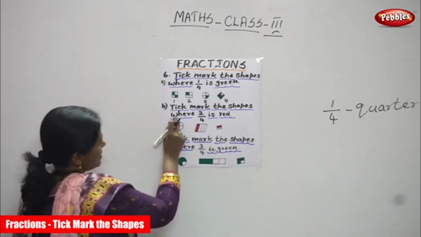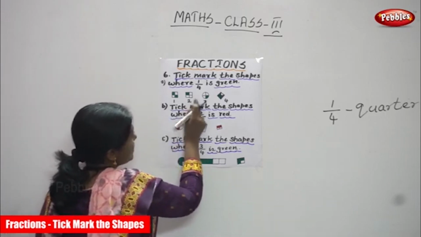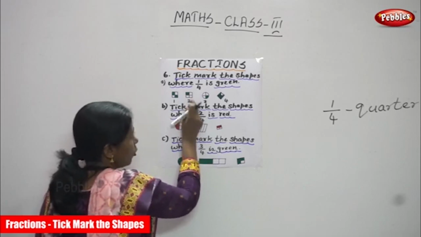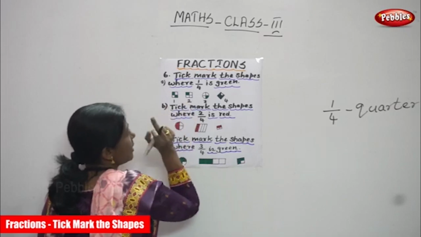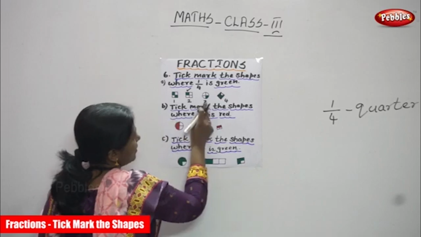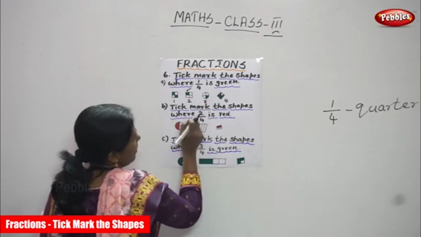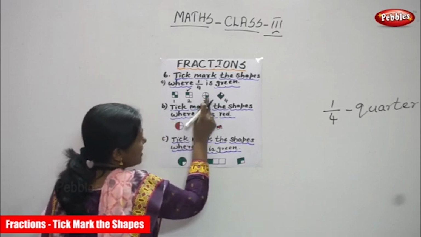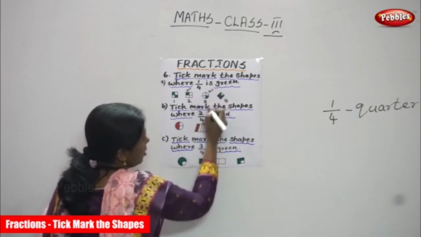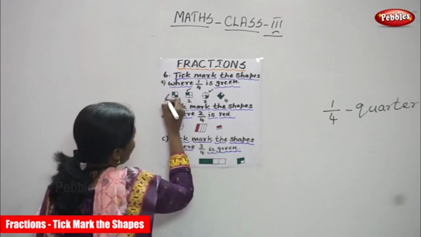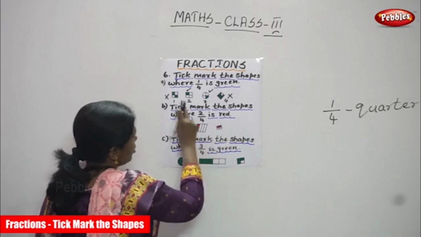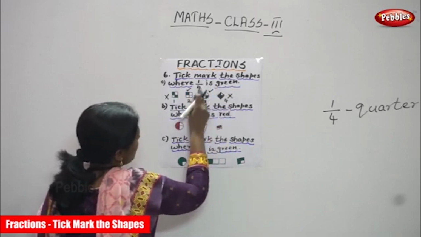Look at the second diagram. I cut it into 4 equal parts, but I shaded only 1 part. This is 1/4, so I put a tick mark. And the third diagram is also 1/4, because only 1 part is shaded in green color. The remaining part I didn't shade. So, this is also 1/4. The first diagram is wrong and the fourth diagram I also marked wrong.